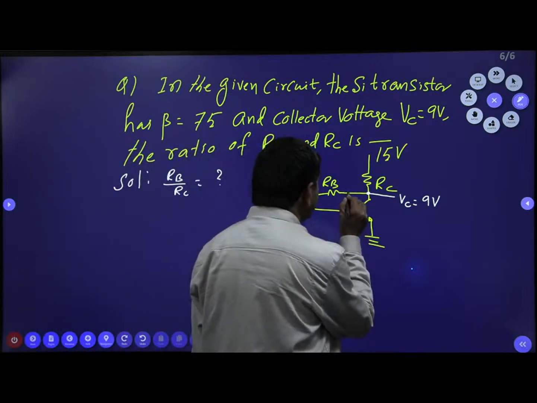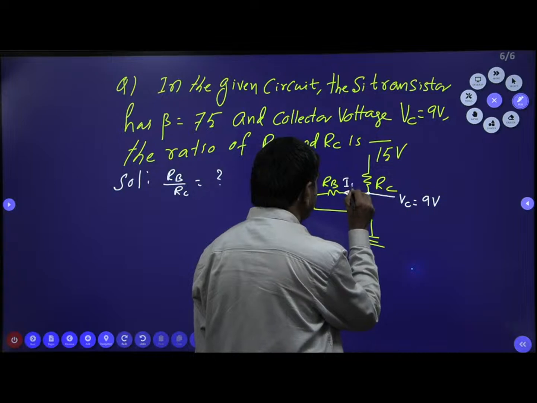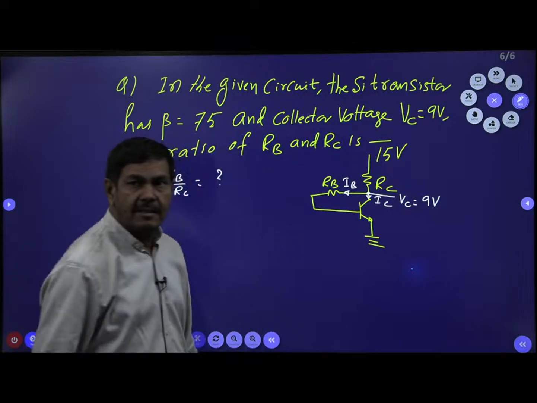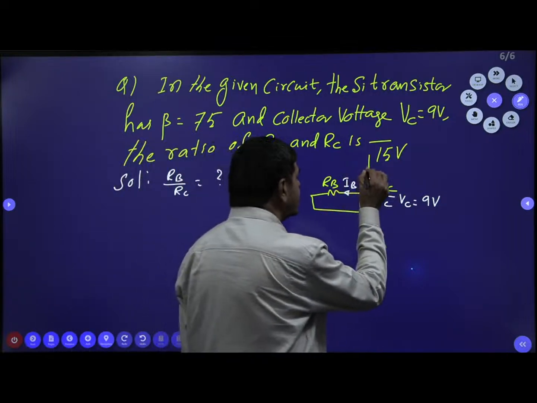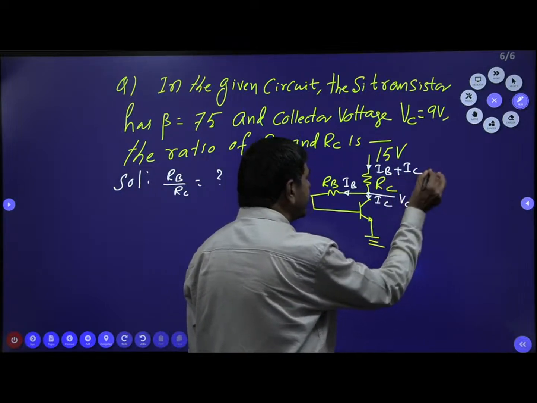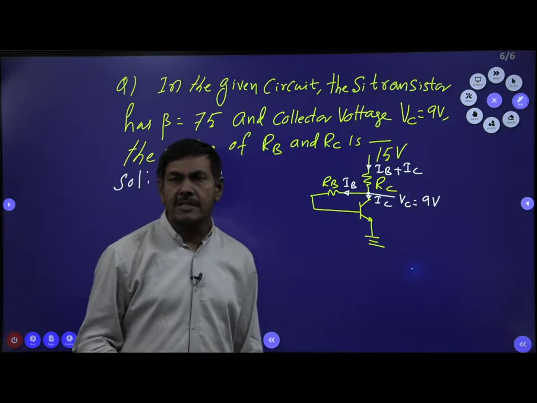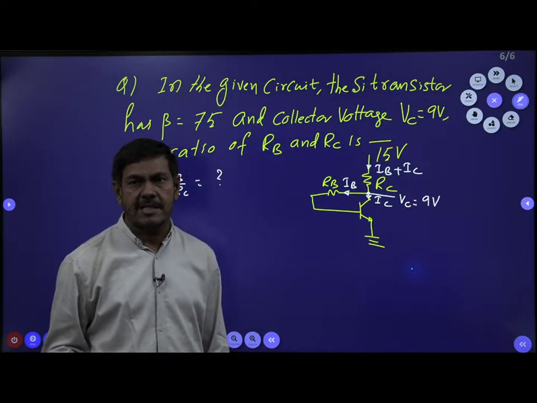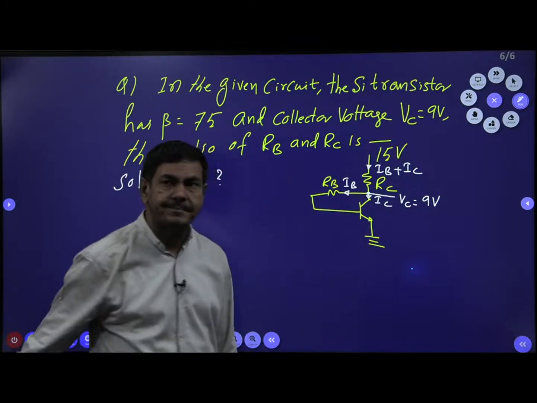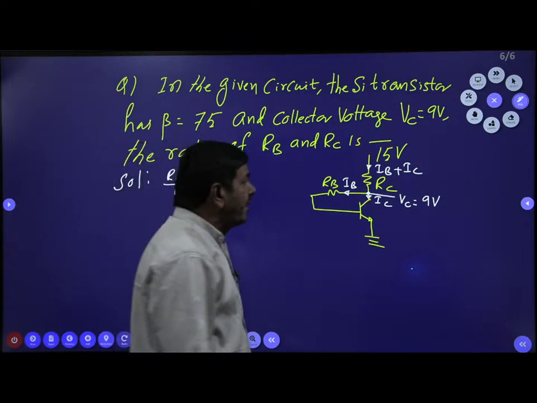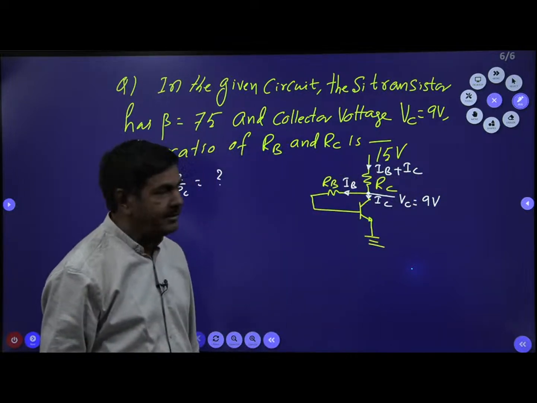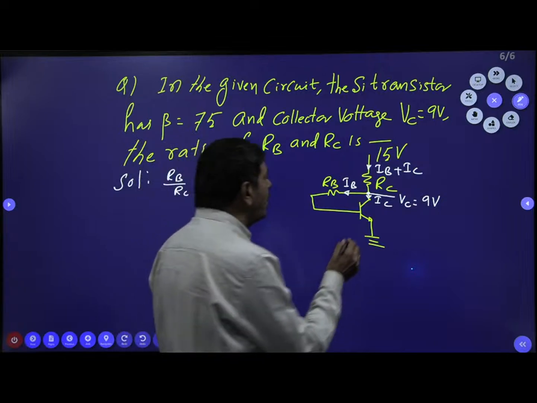You know this current is nothing but the base current. This current is the collector current IC. The addition of these two currents is the current across this RC. IB plus IC can also be taken as IE. The name of this biasing circuit you know very well. In the last class I explained collector to base biasing. Initially I wish to find IB plus IC, the current across RC.